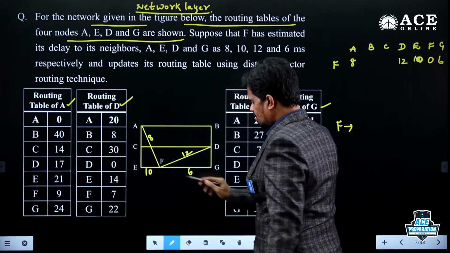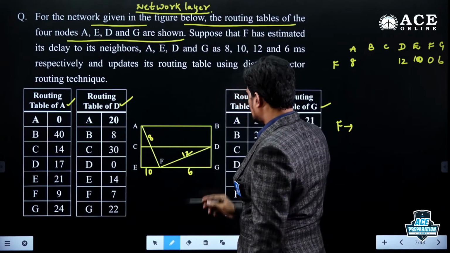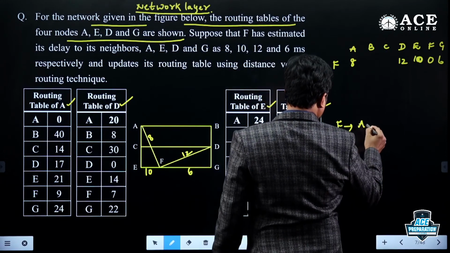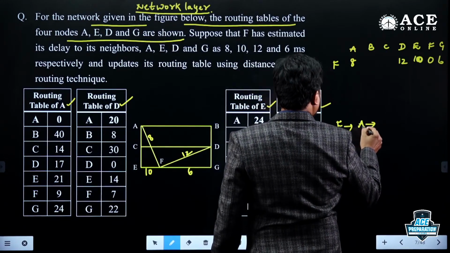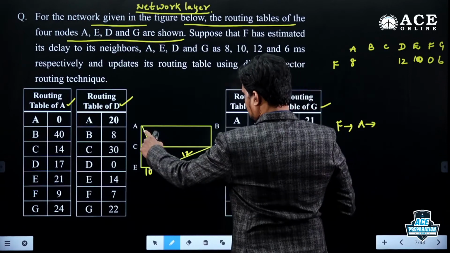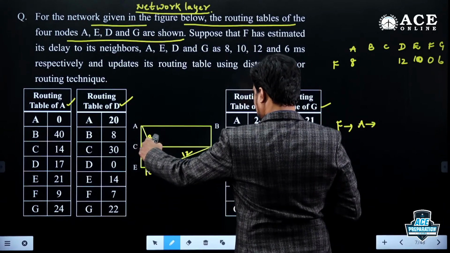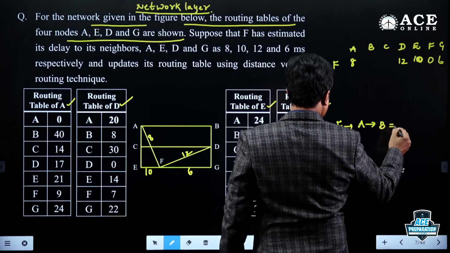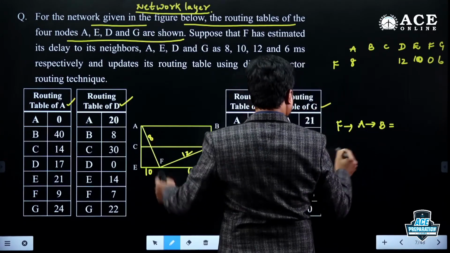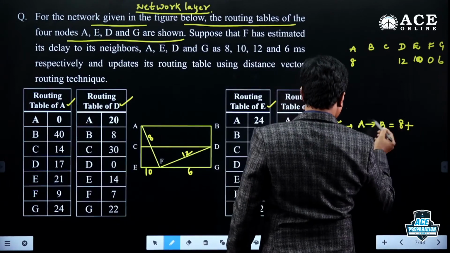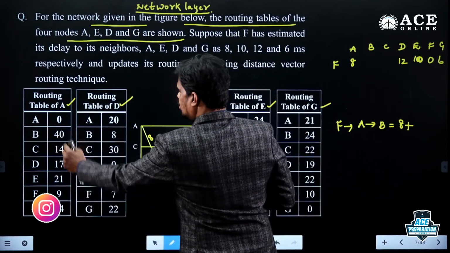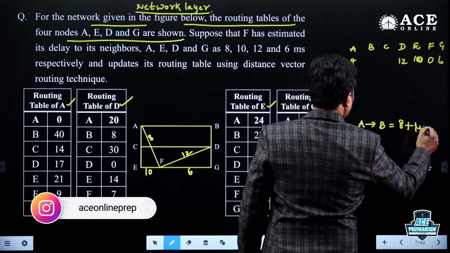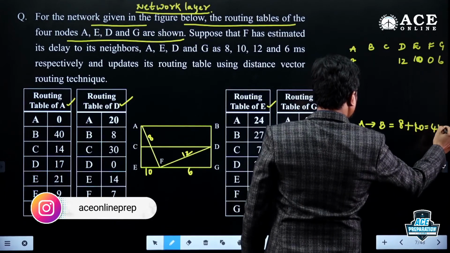What are the neighbors I have? From F, A is one neighbor. So from F, I can go to A, then I can go to B. From F to A, it is 8. And then A to B I can go. So from F to A, what is the cost we have? 8 plus A to B, what is the cost we have? 40. So which is 48.